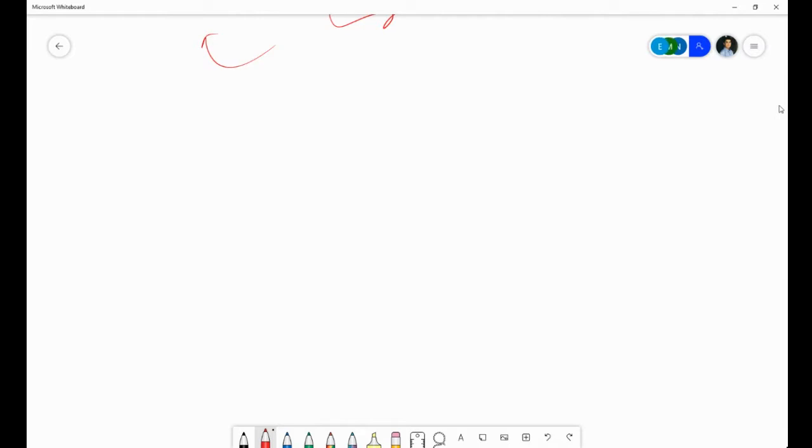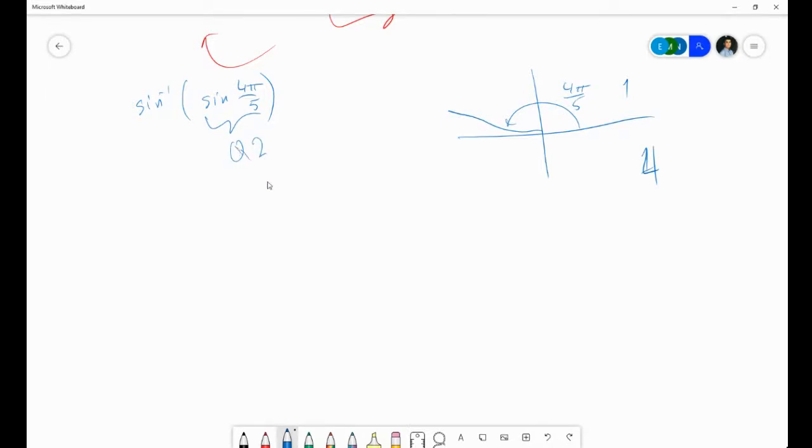Can you help me solve number 2? I got the answer, but I'm not confident as to why I got the answer. Number 2, part A. Go ahead and read it. Sine inverse of sine 4 pi over 5. Okay, all right, so let's look at where sine 4 pi over 5 is at. It's right here, second quadrant, right? Well, the thing with this is that sine inverse exists only in the first and fourth quadrant, right? So this happens to be in quadrant 2, okay?